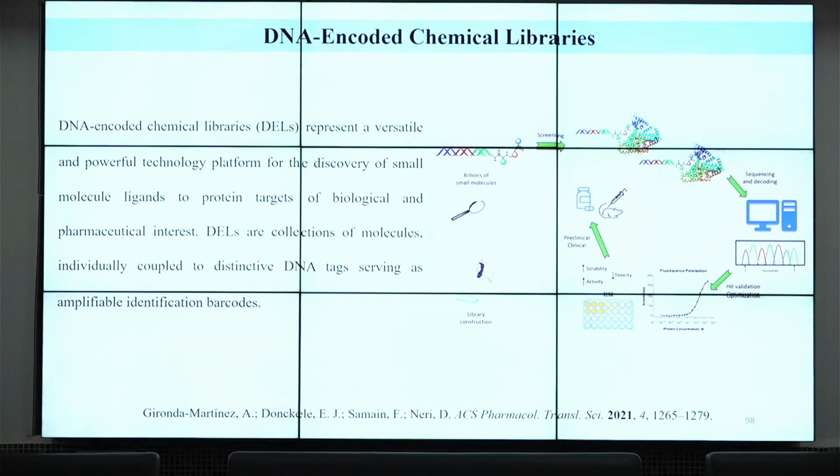So how does it work? It represents a versatile and powerful technology platform for the discovery of small molecule ligands for a protein target of biological and pharmaceutical importance. So that's why the tagging is important. Once that small molecule tagged with DNA reaches the particular biological target, accordingly you can get different kinds of property changes and all. And now you can see that DELs are collections of molecules which are independently coupled with DNA, and that tag is an amplifiable identification barcode.